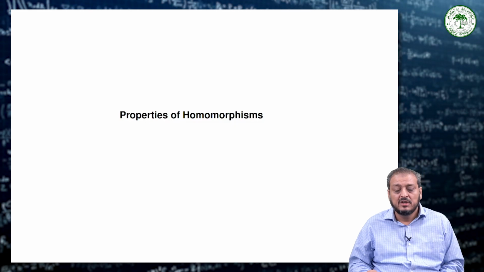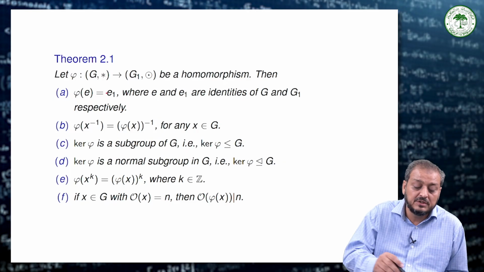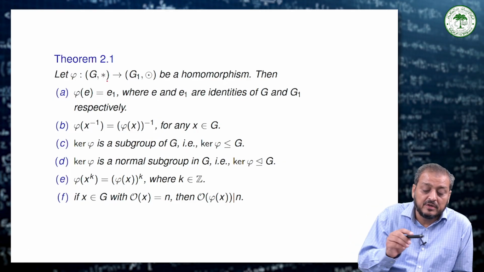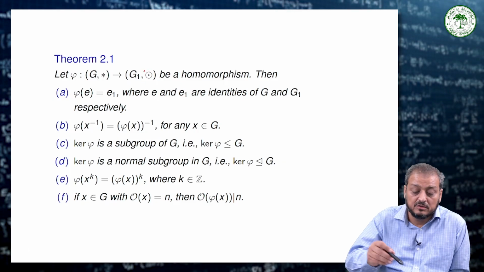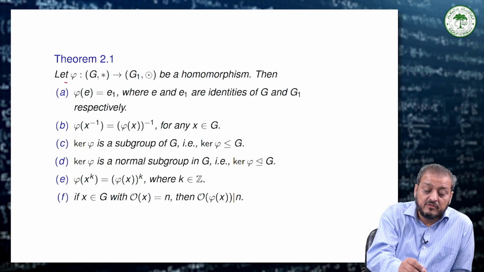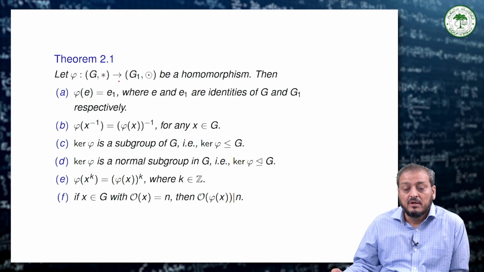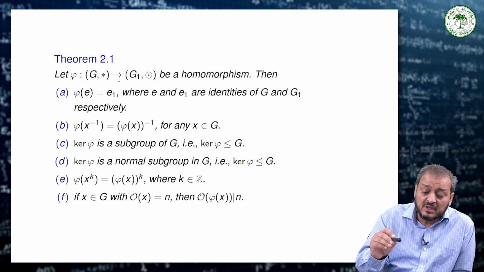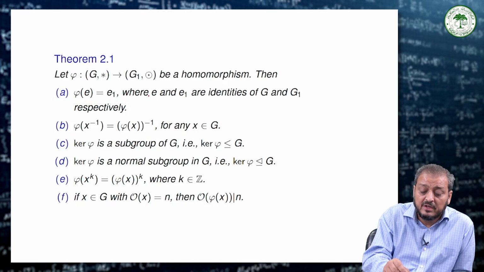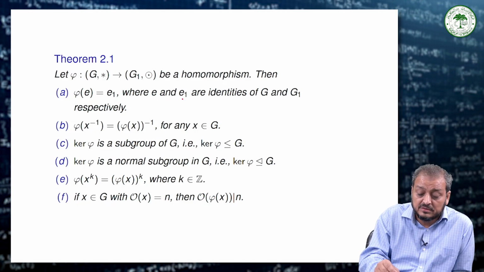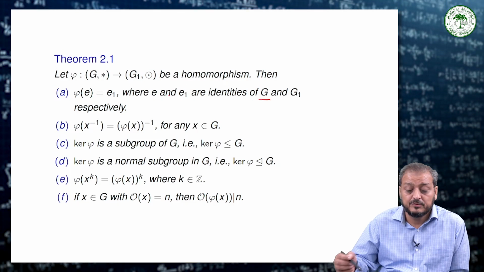So we start with: let G and G1 be two groups. G is under the binary operation star and G1 is under the binary operation dot circle. We are assuming that this map phi from G to G1 is a homomorphism. Then phi of e is equal to e1, where e is the identity of G and e1 is the identity of G1 respectively.